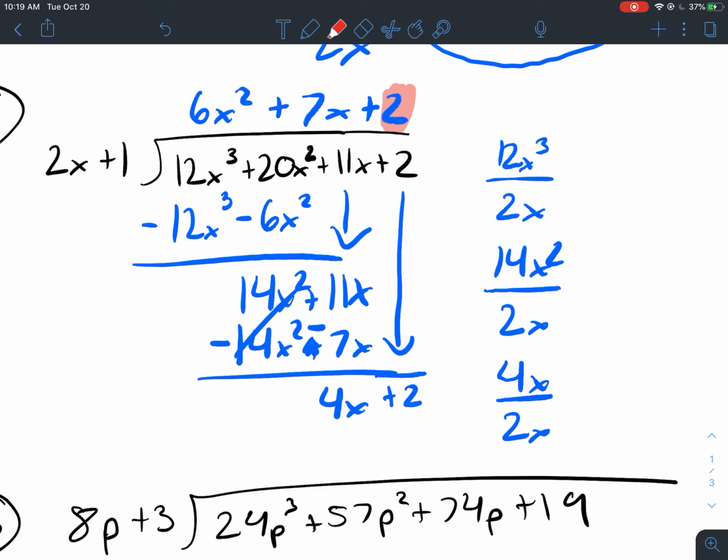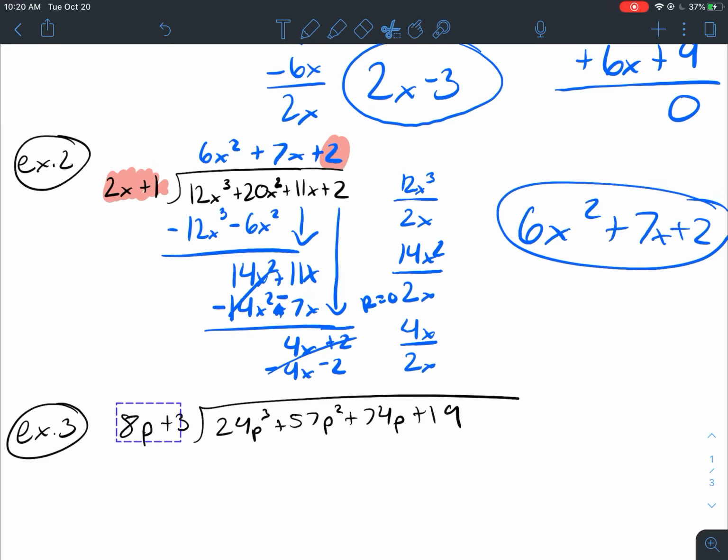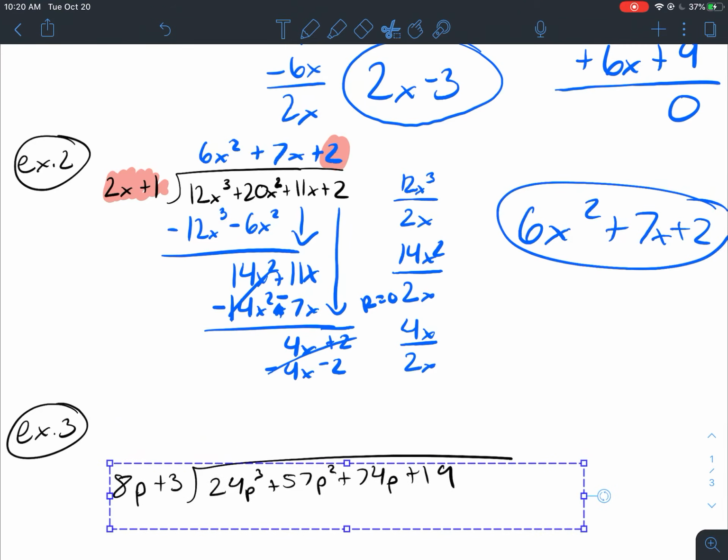Now I'm going to multiply the 2 I just wrote in by my binomial. So I get 4x plus 2. I switch the signs, so I get minus 4x minus 2. Everything cancels. I get a remainder of 0. So my answer here would be 6x squared plus 7x plus 2. I'm going to move this down so we have a little bit of space here.